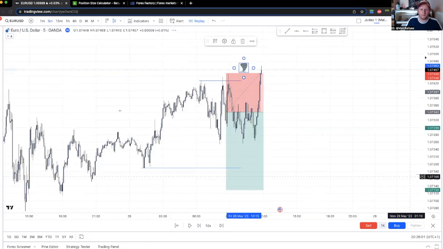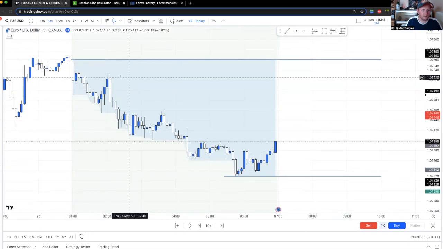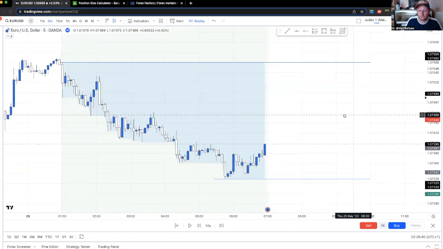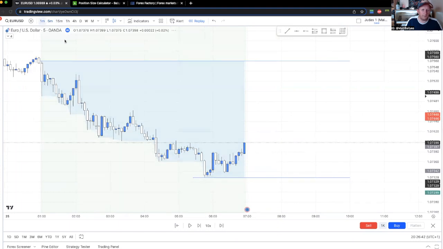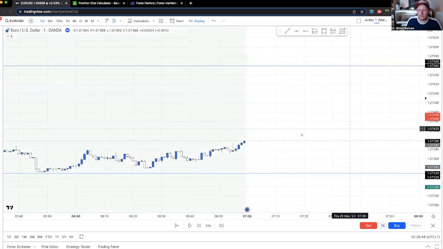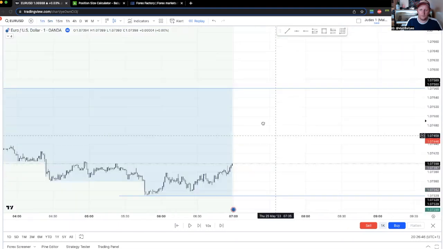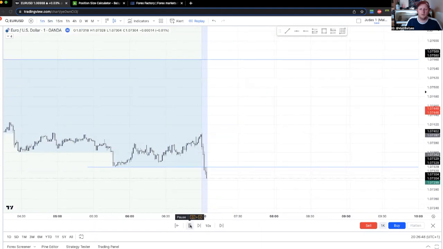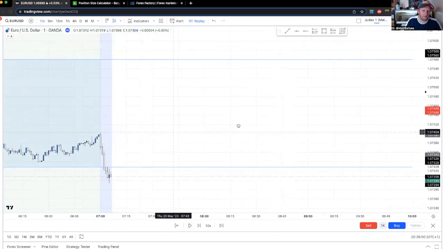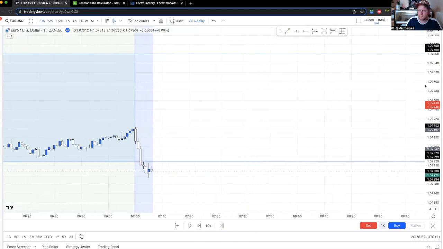Let's go to the previous day. So the previous day, we got the Asia high, we got the Asia low. Let's go back to the 1 minute chart. And we are going to wait for the price to be swept. So there you go, straight away again. This is why I like doing it at this time, because sometimes it happens straight away.